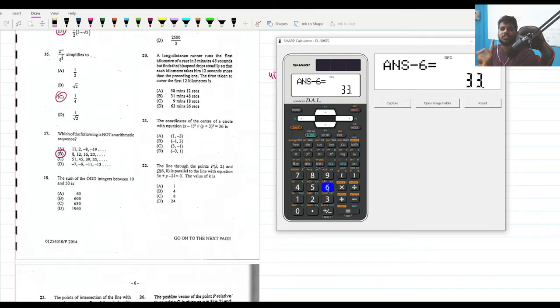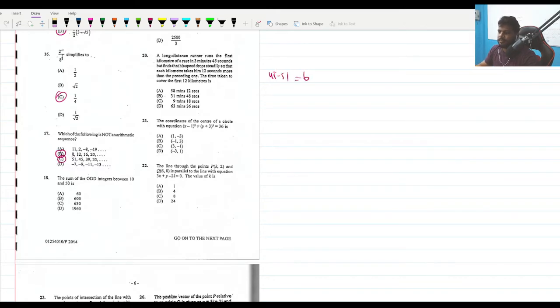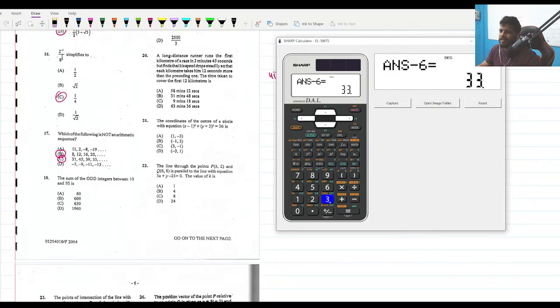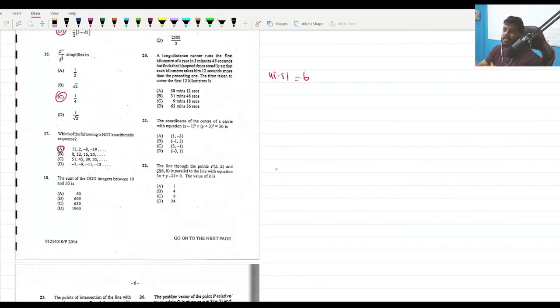Oh, they want to know which one is not an arithmetic sequence. So this is an arithmetic, this is an arithmetic. Well, we already showed that the first one is not. Minus 7 minus 2 will give me minus 9. Minus 9 minus 2 is going to give me minus 11. Then minus 2 again. So the answer for this is A. A is not an AP.